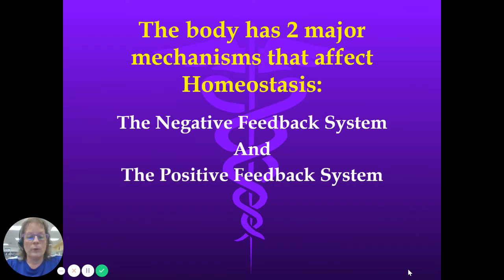All right, so your body has two major mechanisms that are going to affect homeostasis. There's one called the negative feedback system, and there's one called the positive feedback system. We're going to talk about negative feedback first, and we'll go through some examples, and then we'll talk about positive feedback.